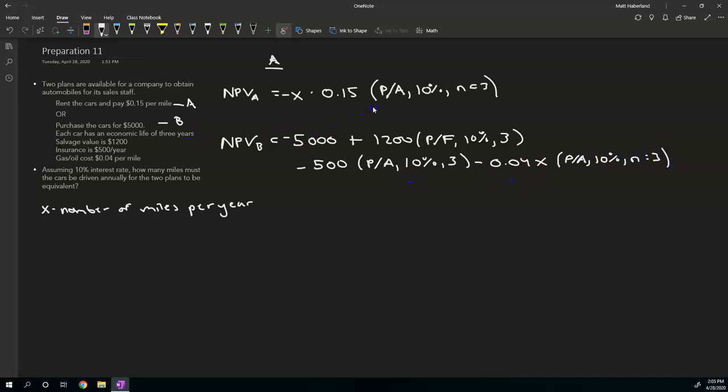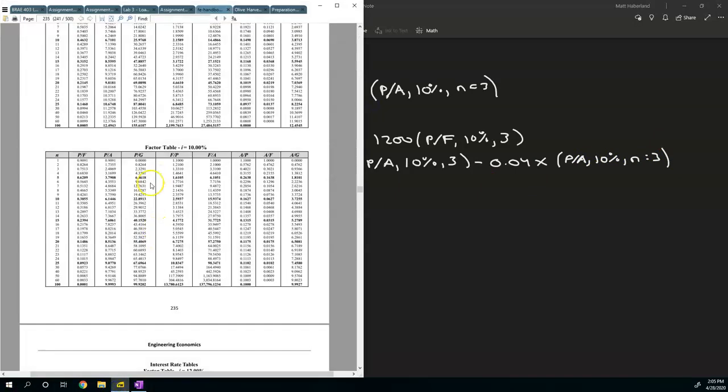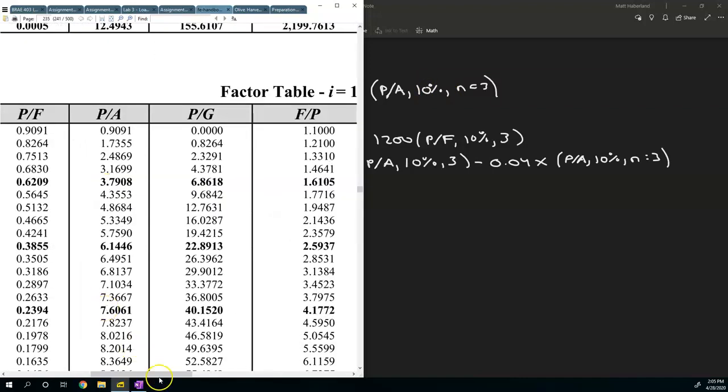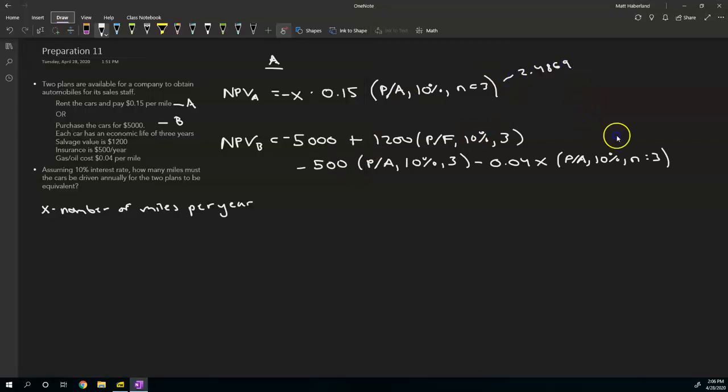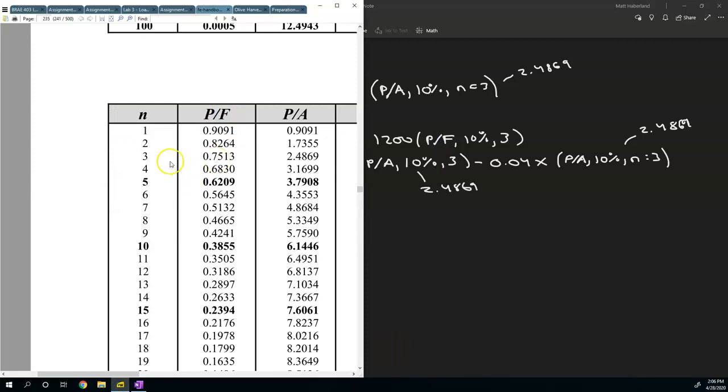Let's look up these factors. Here's our discount factor table for i equal to 10%. We need the P over A, 10%, n equals 3. That's 2.4869, a little less than 3. Same thing here, we need the same discount factor. The only other one you need is the P over F, 10%, 3 years, which is 0.7513.